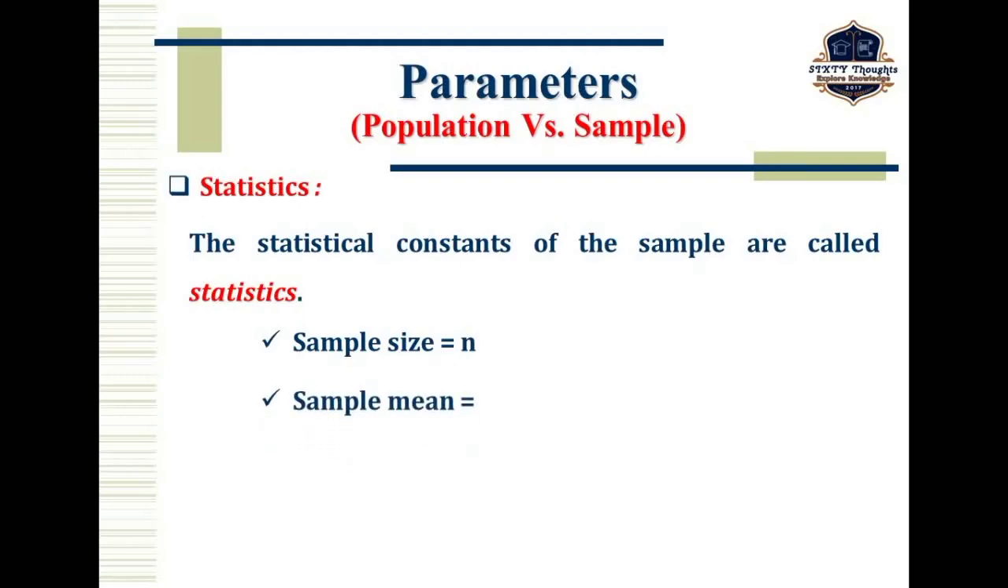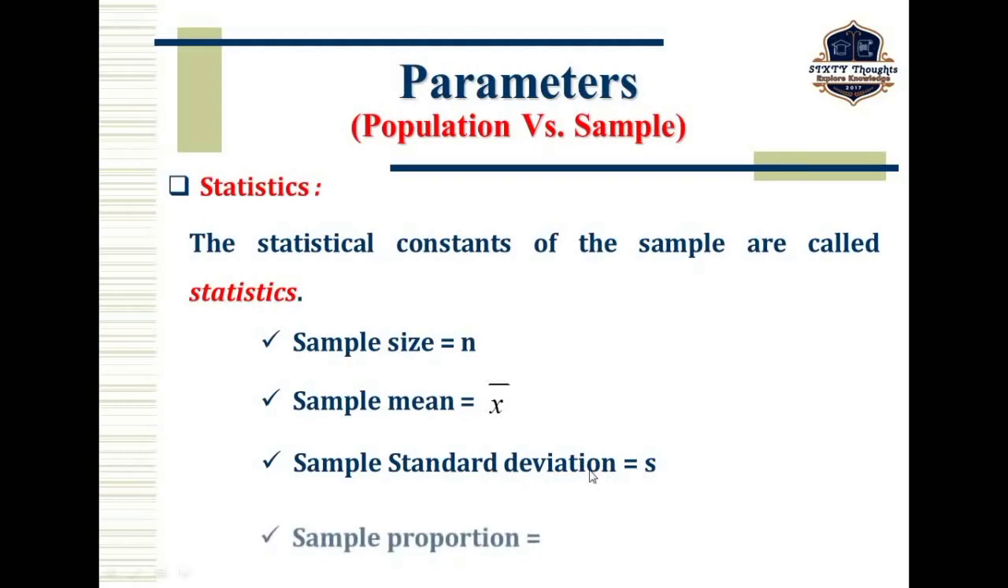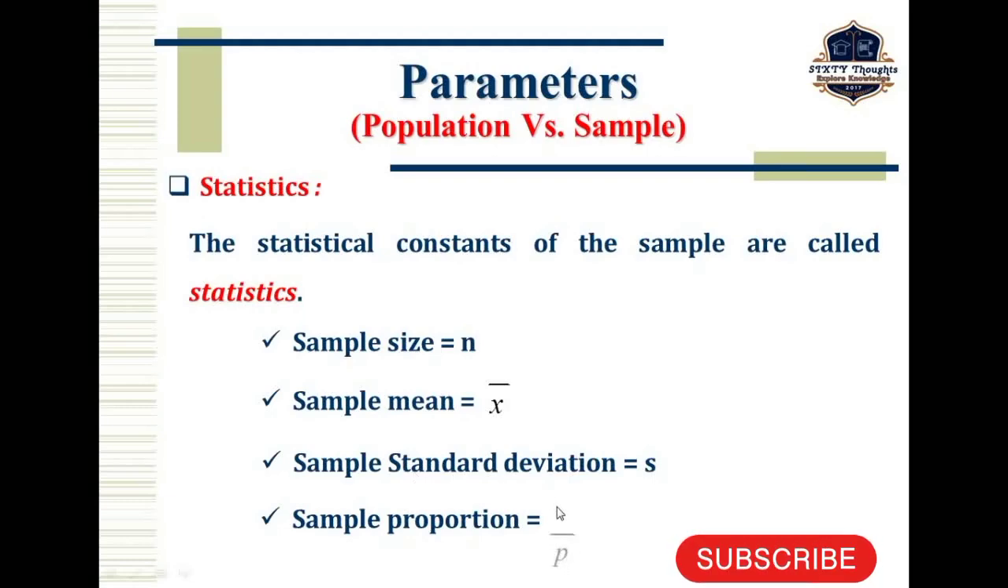Second one, sample mean. For population we get what? Mu. So here we consider x bar. Third one is sample standard deviation. For population we consider sigma. So here we consider sample standard deviation is small s. And fourth one is sample proportion. For population we consider p. So here we consider p bar.